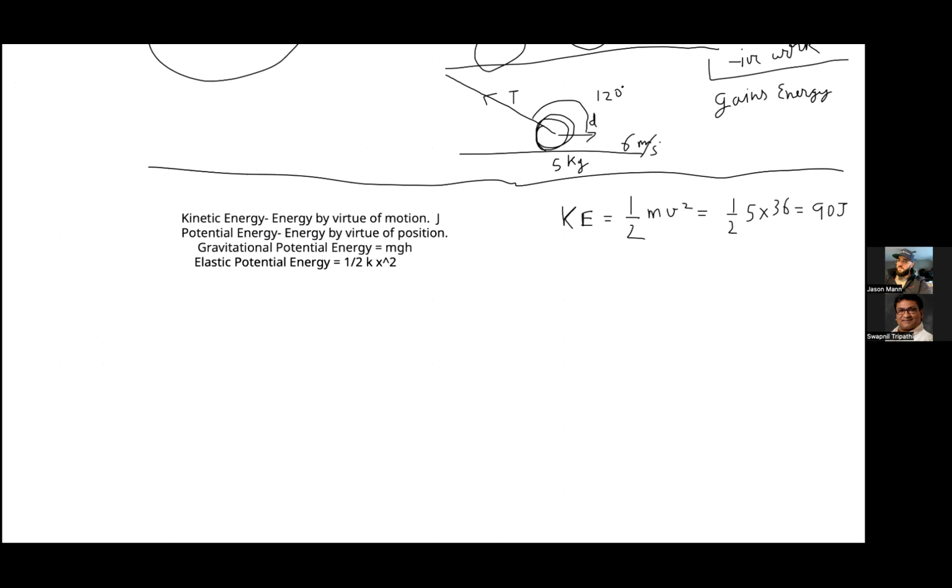Actually, let me choose the k to be 2000 because 200 is a really small value for a spring constant. Okay, so half times 2000 times 0.01. So half times 2000 will be 1000, and 1000 times 0.01 will be 10. So that will be 10 joules. So that's how you calculate the potential energy.